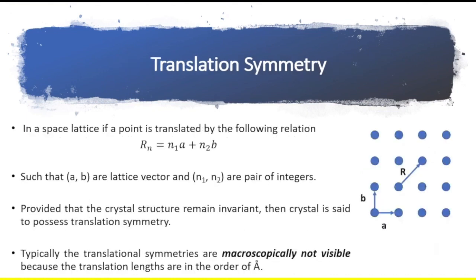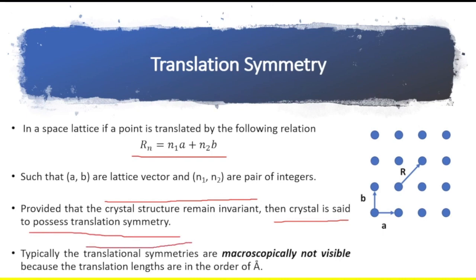The next is translation symmetry. If in a space lattice there is a point which is translated by this relation, where a and b are lattice vectors and n1 and n2 are a pair of integers, and in this translation the crystal structure remains invariant, then the crystal is said to possess translation symmetry. Typically, these translations are very small and that is why they are macroscopically not visible.